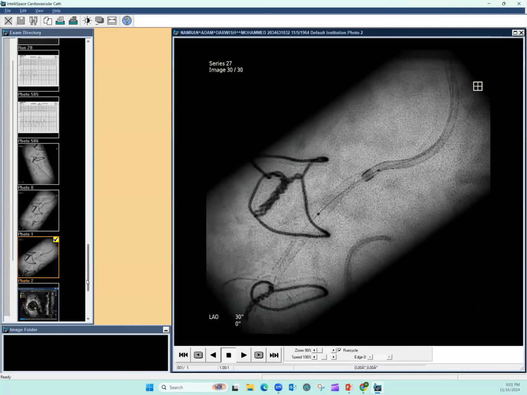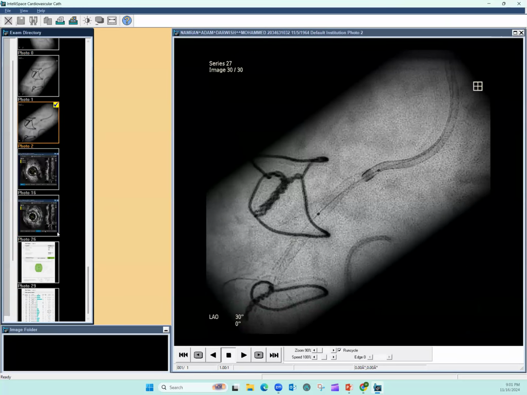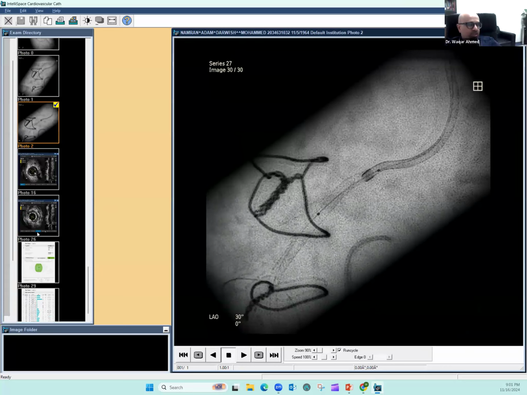What is the biggest balloon used in this case? Proximally, we went 3.5. Wow. So I undersized with the stents, but post-dilatation was 3.0 and 3.5. And the apposition was good? Apposition by IVUS was good.